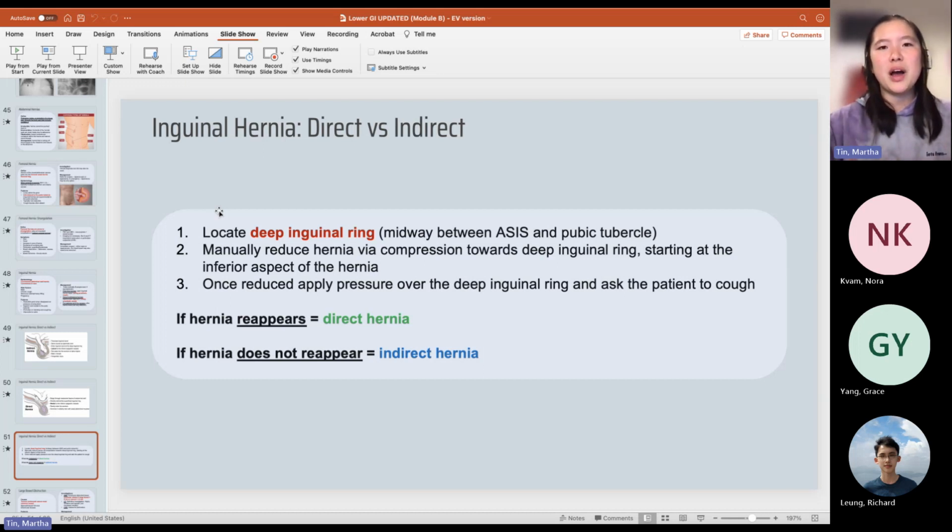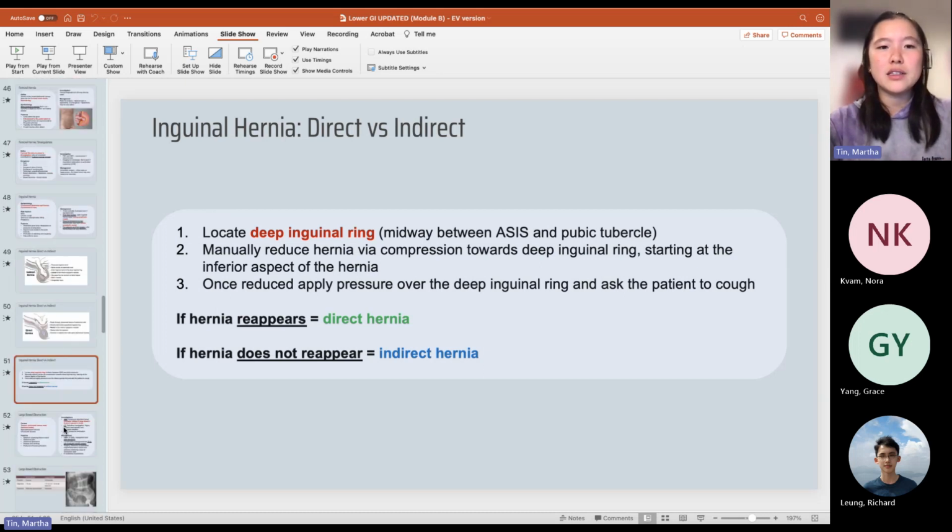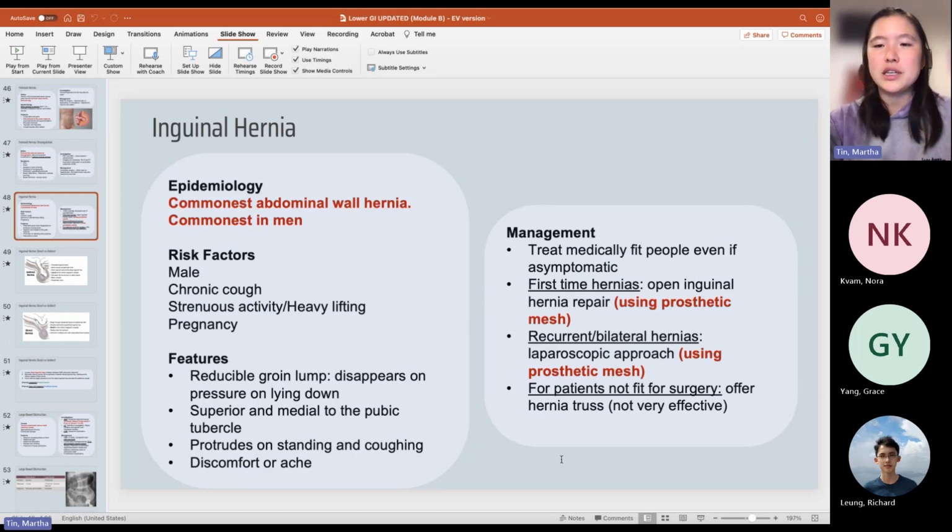So pretty much management is always with a hernia repair, and this is a mesh repair. Let's go back. Yeah, you can see here it's repair with prosthetic mesh, and if it's recurrent, you're more likely to do it laparoscopically.